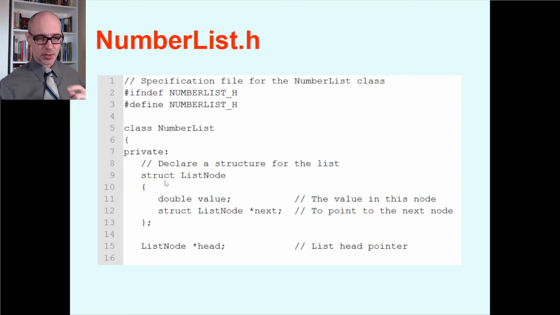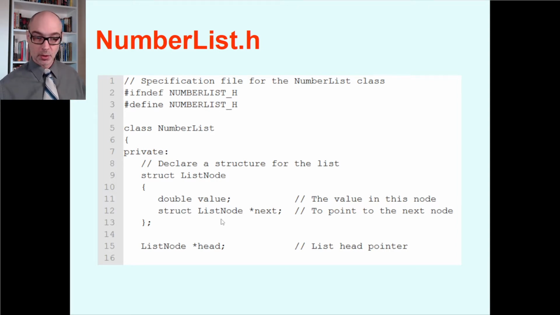So we have a struct here called ListNode. And like we said, here's the 2 things. First thing, here's the data. In this particular case, it is a double precision float that's called value. And the second thing here, look at this, the second thing is a ListNode pointer.